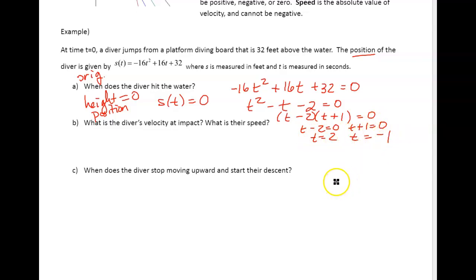Okay, so let's talk about something. We have time is equal to 2 seconds and negative 1 second. Now, depending on the case, we could have something like if I started at 5 minutes and I had negative 1, then that would be 1 minute before. But we're talking about time equals 0. So this is not going to be possible in our context. We don't always automatically rule that out, so we have to look at some of the conditions. So 2 seconds is when the diver hits the water.